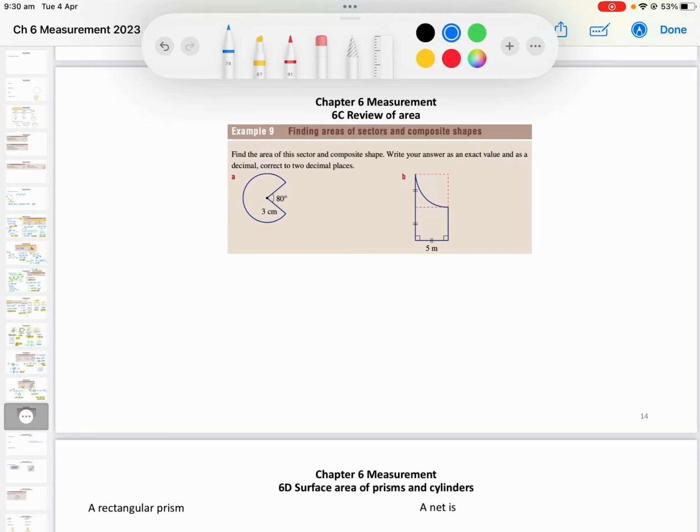Hopefully you've got a good handle on area from doing those previous questions. Now we're going to do some composite shapes. So composite shapes means it's made up of some different shapes. So let's have a look at A, and this isn't a circle, but it's part of a circle, and we call that a sector.